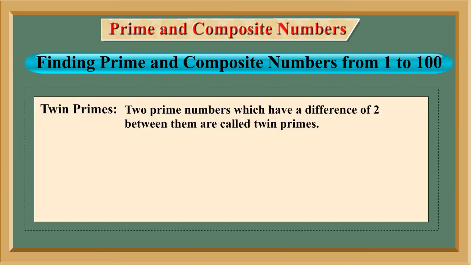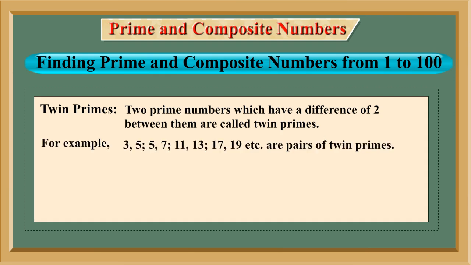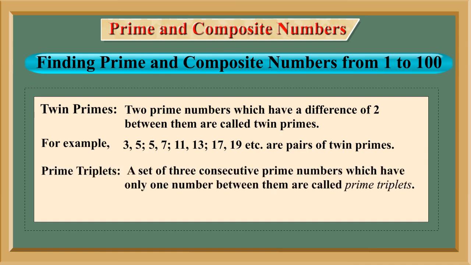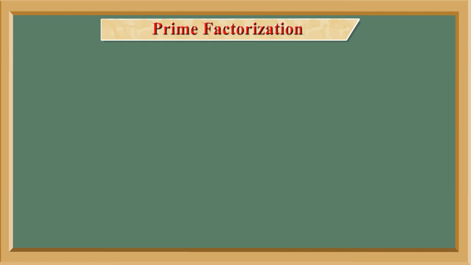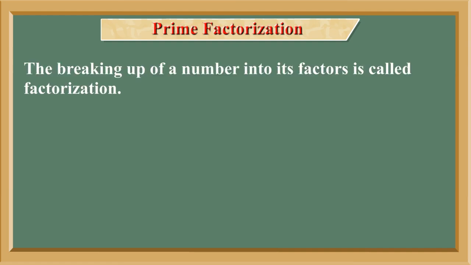Twin primes. 2 prime numbers which have a difference of 2 between them are called twin primes. For example, 3, 5; 5, 7; 11, 13; 17, 19 etc. are pairs of twin primes. Prime triplets. A set of 3 consecutive prime numbers which have only one number between them are called prime triplets. For example, 3, 5, 7 is the only prime triplet. Prime factorization. The breaking up of a number into its factors is called factorization.